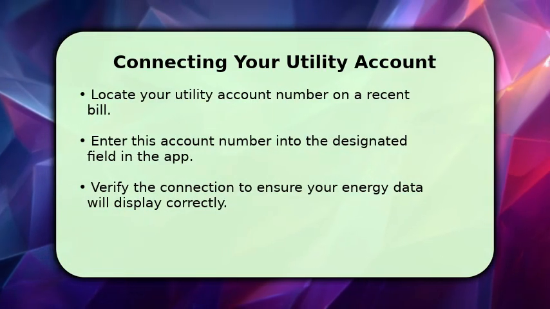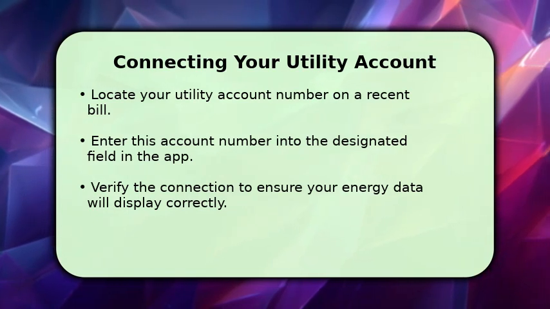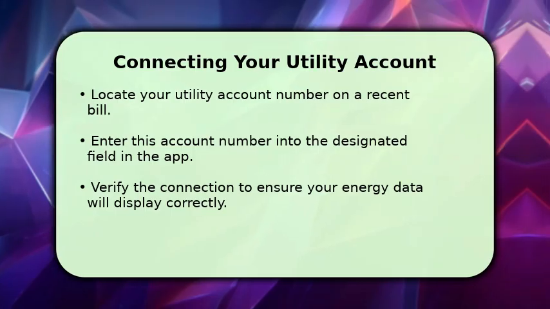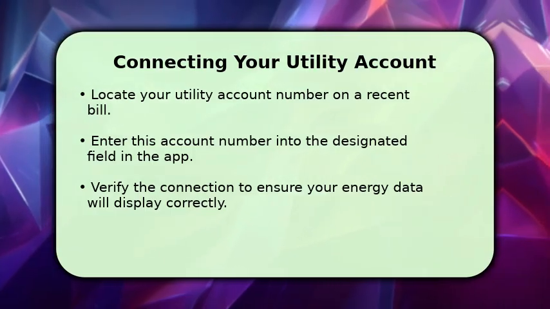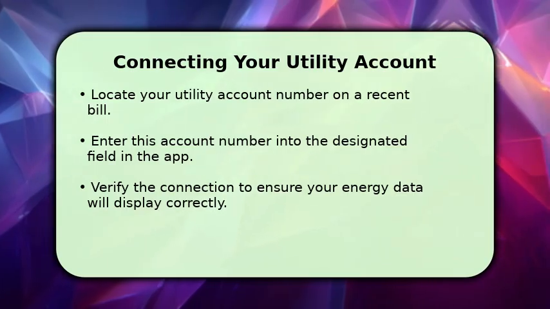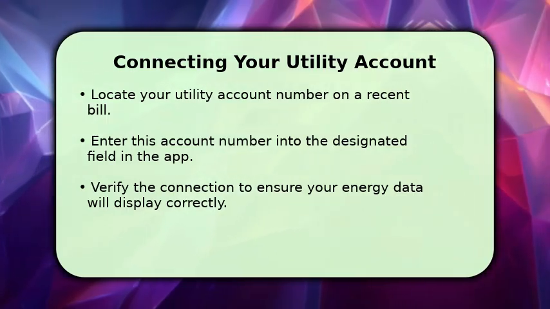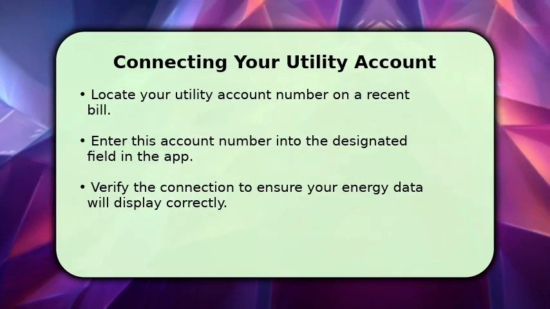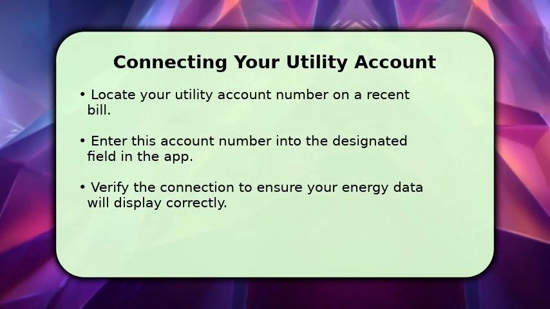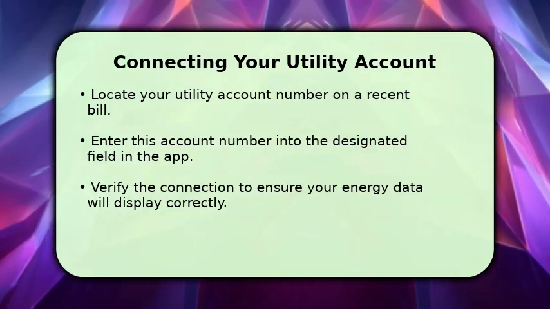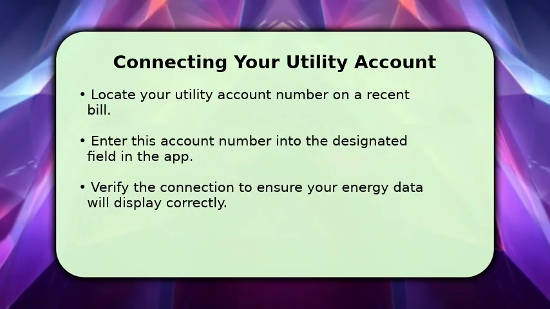Now, let's connect your utility account. You'll need your utility account number, which can typically be found on a recent electricity or gas bill. Locate this number, which is usually a series of digits, and carefully enter it into the designated field within the PowerSmart app. This connection is essential for the app to access and display your energy consumption data and billing information accurately. Verify the link to ensure everything is correctly set up.